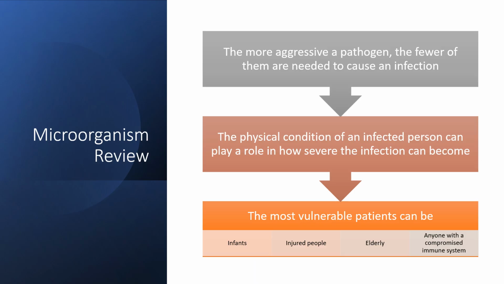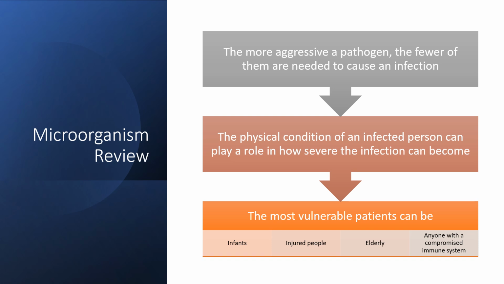So the more aggressive a pathogen, the fewer of them are needed to cause an infection. The physical condition of an infected person can play a role in how severe the infection can become. So we talked about that a little bit when we talked about chain of infections and our most vulnerable patients. This isn't excluding anybody, but we do know that there are more vulnerable patients that are more susceptible to contracting some of these viruses. Those are infants, injured people, elderly, and anyone with a compromised immune system.